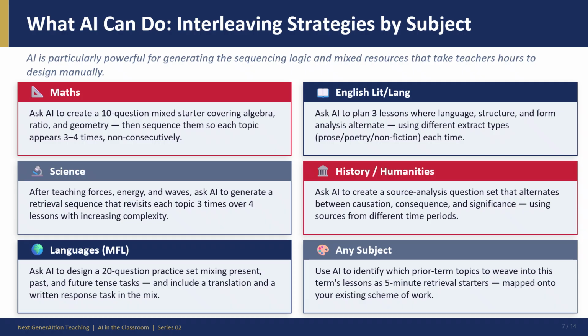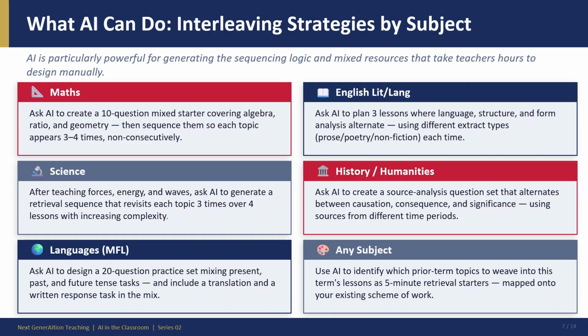In English language and literature, you could ask AI to plan 3 lessons in which language, structure and form analysis alternate across different extract types: prose, poetry and non-fiction. The AI can draft a lesson sequence including which questions to ask at each stage. You check it for alignment with your specification.